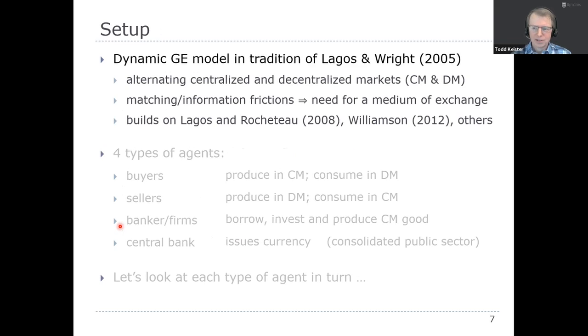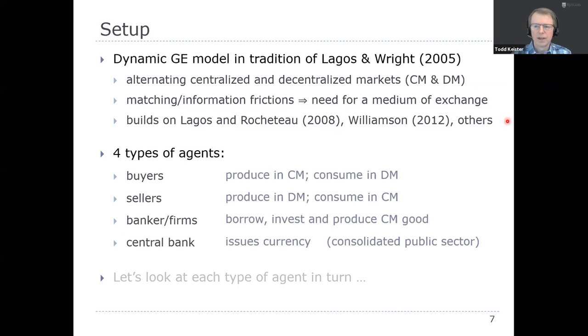All right, so the model. It's a dynamic general equilibrium model in the Lagos-Wright tradition. So we have alternating centralized and decentralized markets. The usual information frictions imply that in the decentralized market, the buyers are going to need a medium of exchange to pay for things. More specifically, we're building on Lagos and Rocheteau, where currency and claims on future output circulate as medium of exchange, borrowing some stuff from Steve Williamson and many others as well.